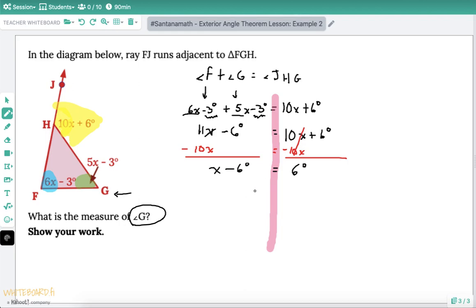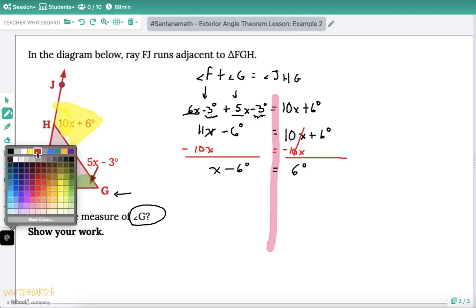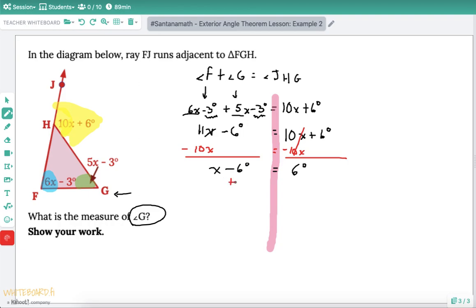So now all I have to do is use the inverse of subtraction, and I'm going to add 6 degrees on both sides. That is going to allow me to get x by itself, because it's the last step left in order to get this done. So here, negative 6 plus 6 is going to give me 0. That leaves me with x plus 0, which is just x. 6 plus 6 is 12 degrees. So we've just figured out what that is.